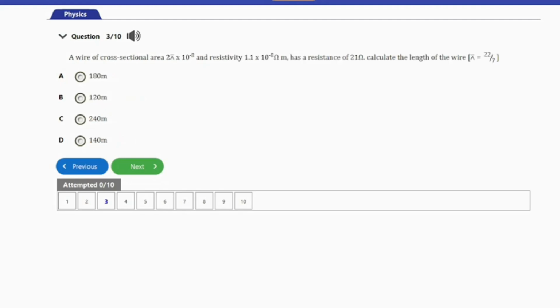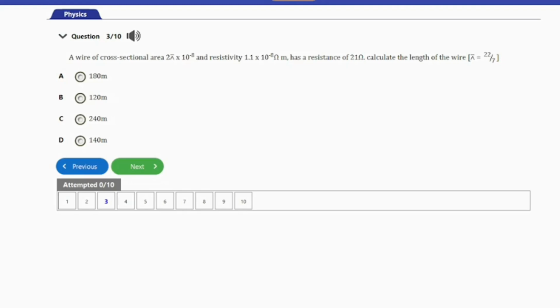Let's go ahead and consider the next question, guys. That's question number 3 here. It says, a wire of cross-sectional area 2 pi times 10 to the power of negative 8 and resistivity 1.1 times 10 to the power of negative 8 ohm meter has a resistance of 21 ohm. Calculate the length of the wire. Take pi to be 22 over 7. Alright, so guys, let's go ahead and solve this out together.